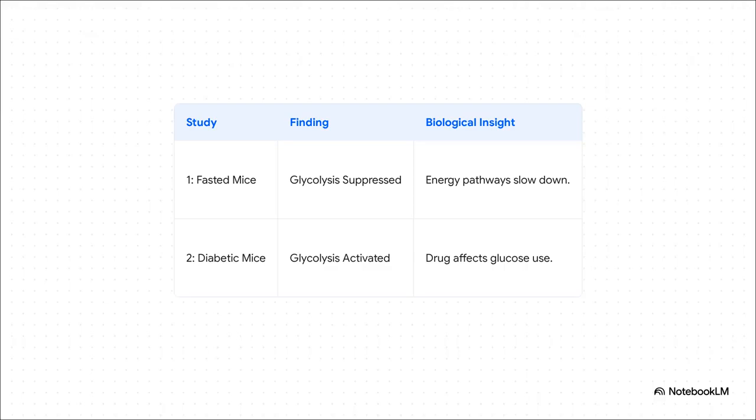And look, this wasn't just a numbers game. By identifying the correct group of metabolites, they uncovered real, meaningful biological stories. In the fasting mice, they saw that pathways related to energy use were shutting down, which makes perfect sense, right? With the drug, they detected this subtle activation of glucose pathways, confirming the drug was actually working. These are the kinds of crucial insights they might have totally missed with the old top 10 method.